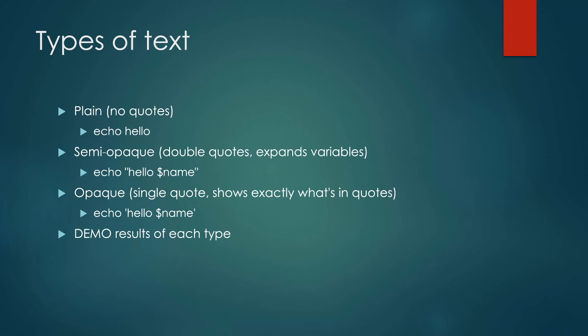We have three different types of text: plain text, which is going to be no quotes, for example, echo hello; semi-opaque, which will use double quotes, which would be echo double quote hello variable name. And in this case, what's going to happen is that it will actually expand the variable. You can also have opaque, which would be a single quote, and that shows exactly what's in the quotes, which would be echo single quote hello variable name.